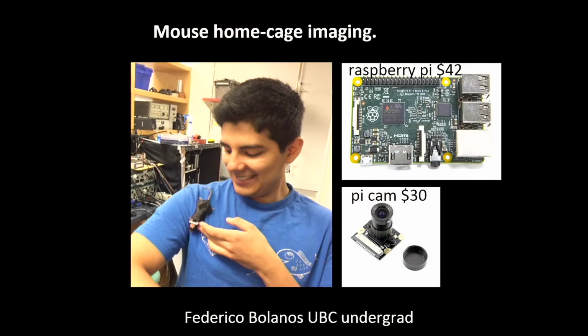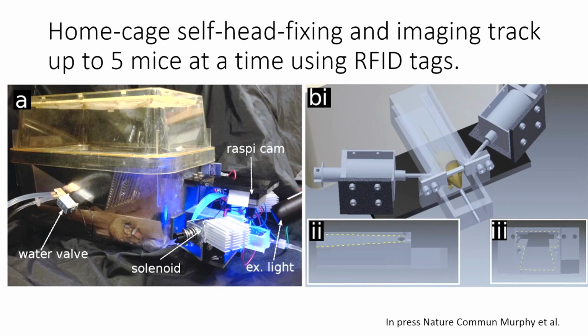And this is Federico Bolanos, who's going to present a poster here. And he's a graduate student now, but he started this as an undergrad in his first year. And he got our lab working with these miniature computers, Raspberry Pi. It's kind of like an Arduino. And so we made mice with a head-fixing bar and one of these chronic windows. And we even used the camera that came with this. And these things are really dirt cheap, but very accurate.